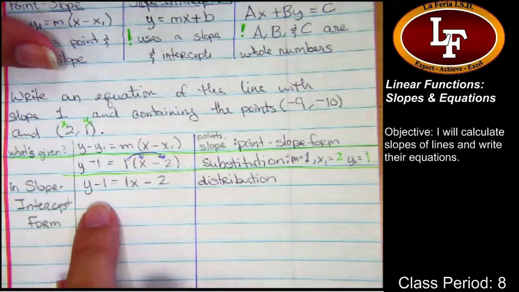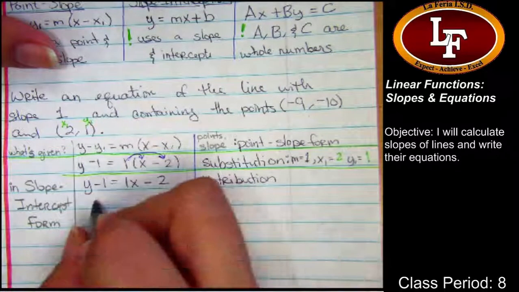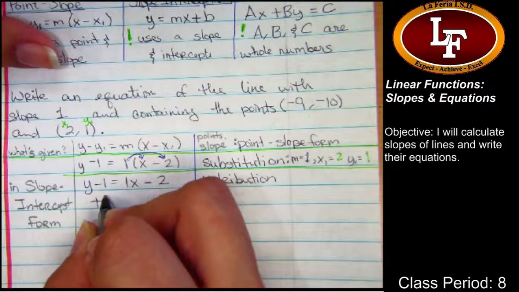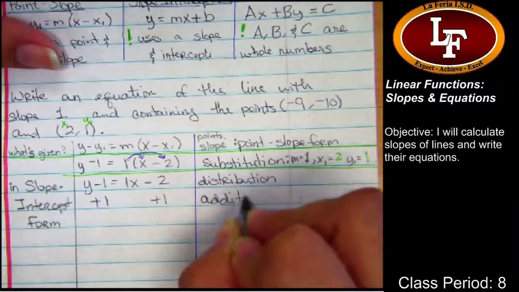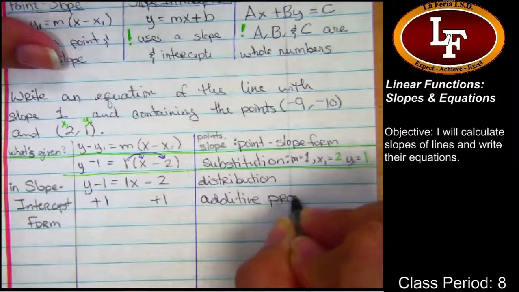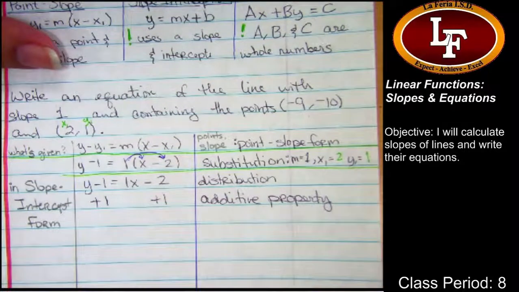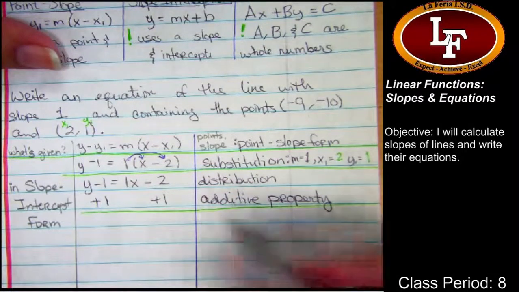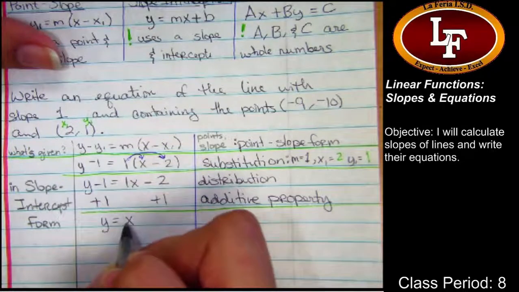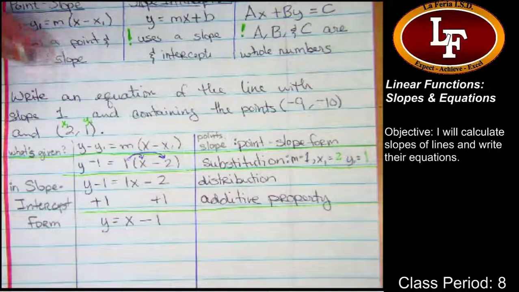Okay, I'm almost done. I need to get rid of that subtraction by 1. How do I do that? What's the opposite of subtraction? Addition. What's the number I'm trying to get rid of? 1. So I'm going to add. Yes. And the additive property is what allows me to do that. It means that I have to do the same thing to both sides. So the additive property is what's happening right there. And I'm going to end up with that.